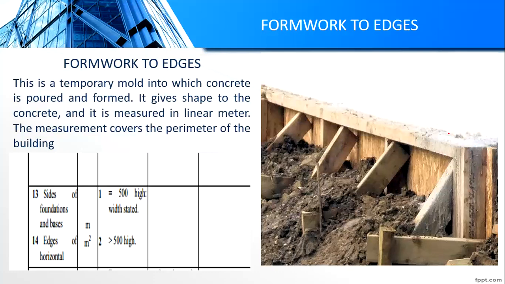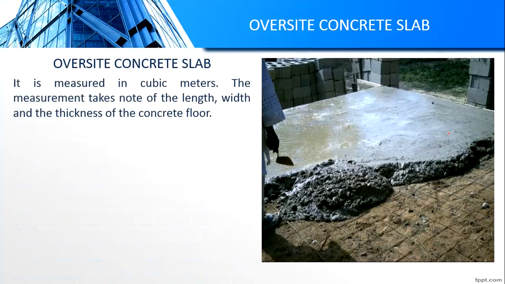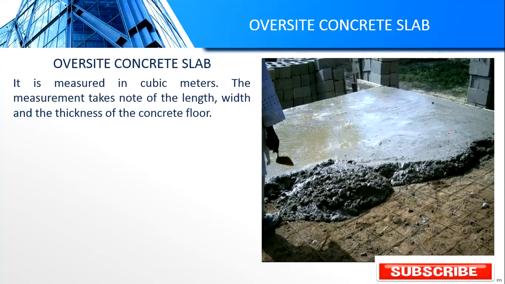So after formwork to edges, we have oversite concrete. So we cast our concrete, and the unit of measurement for oversite concrete is in cubic meters, in which you take note of the length, the width, and the thickness of the concrete slab, thickness of the concrete floor.